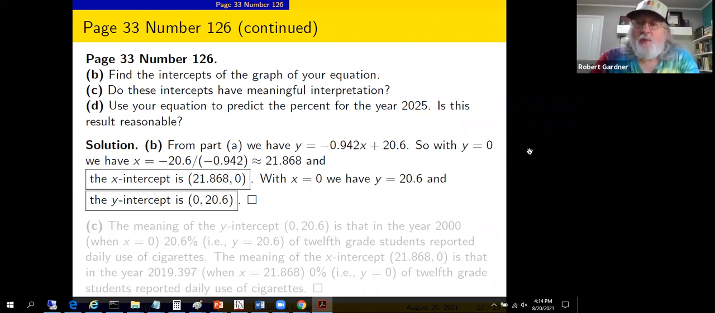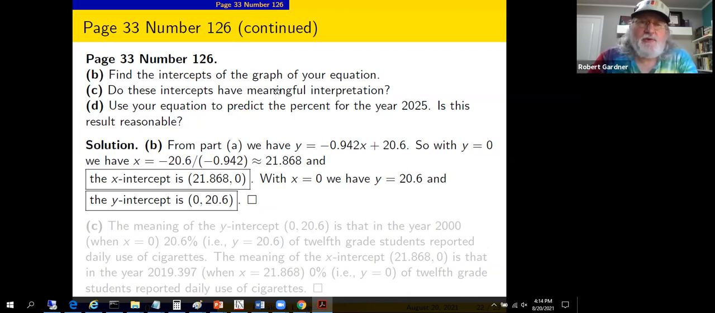So we've got when y equals 0, x is roughly this. That's the x-intercept. To find the x-intercept, set y equal to 0. To find the y-intercept, set x equal to 0. With x equals 0, this drops out and we get y equals 20.6. So that gives us the y-intercept. Again, these are written as points, so they come to us as ordered pairs. There's the x-intercept. There's the y-intercept. That takes care of part B.